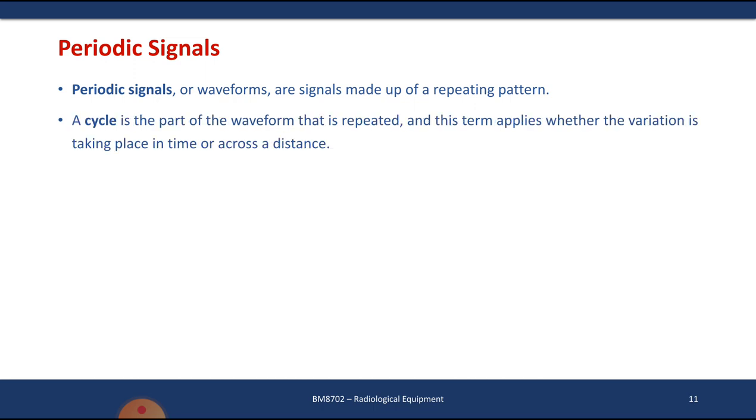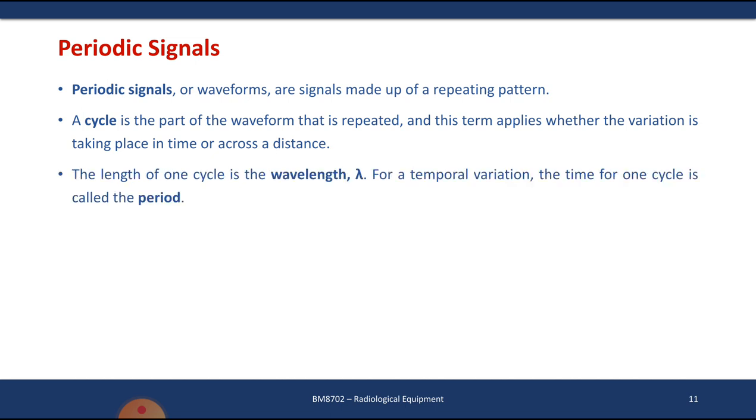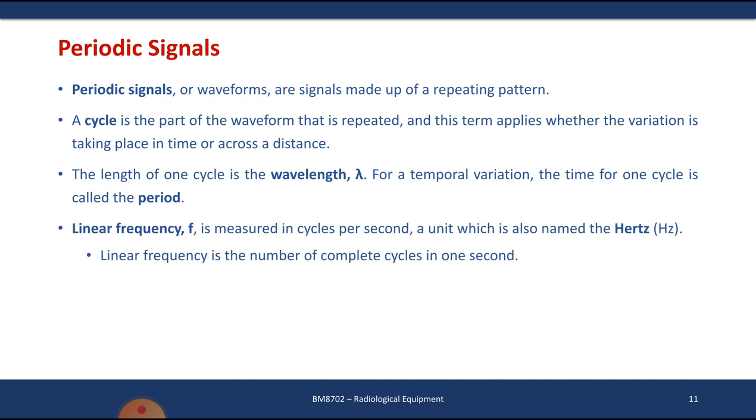Next thing is periodicity. So far we have seen trigonometry and vectors. Periodic signals are made up of repeated waveforms, right? A cycle is a part of the waveform which is repeated. The number of cycles per unit time is called frequency. The length of the cycle is the wavelength, and the time taken for one cycle is called a period.